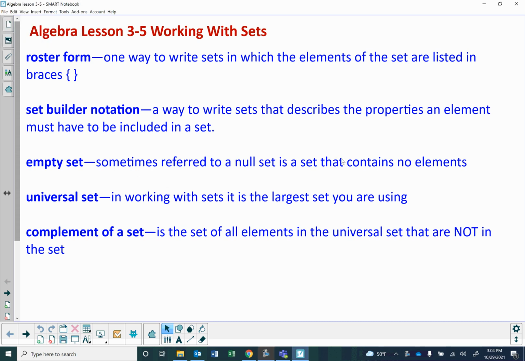This is Algebra Lesson 3-5, working with sets. Now there's some vocabulary here that we're going to go through that you've probably not seen before, so it might be a little odd at first, but just bear with us and we'll be fine with it.